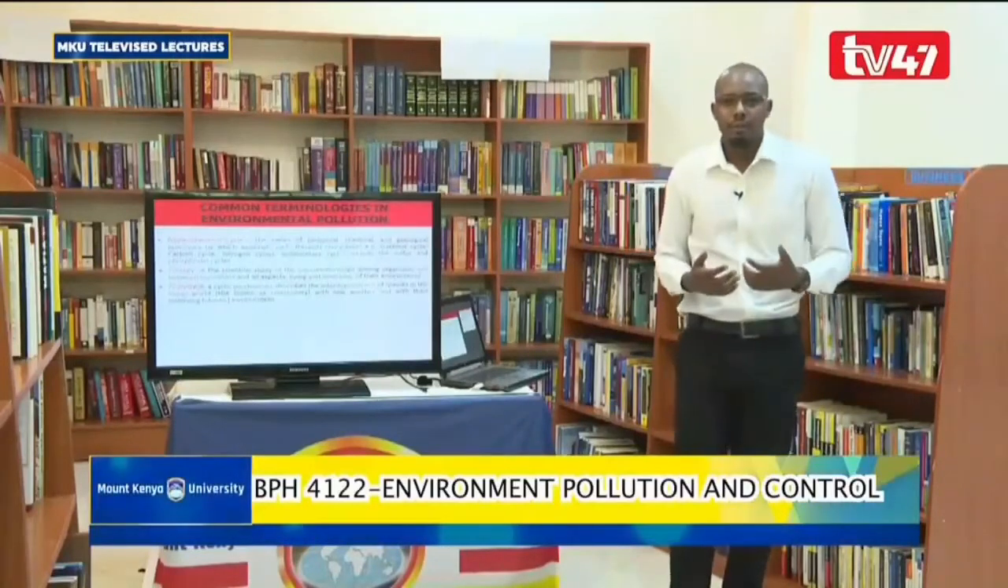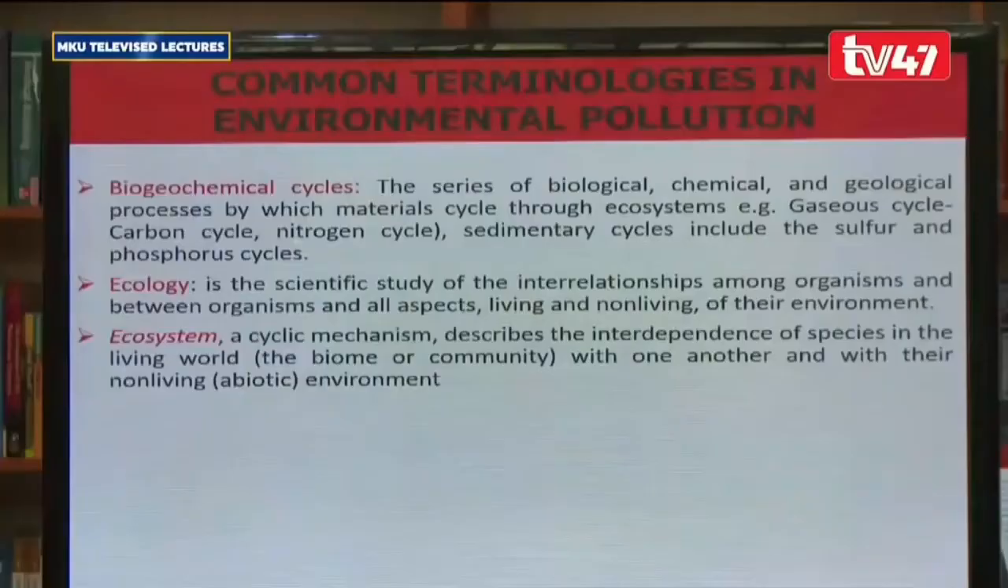Now, when it comes to ecosystem, what forms an ecosystem? As you can recall, the most basic form of life is a cell. So when you combine a group of cells, you can have an organ system. When you have an organ system, a combination, then you have an organism. And a combination of organisms, then you have individuals. Then when you have individuals, you form a population.